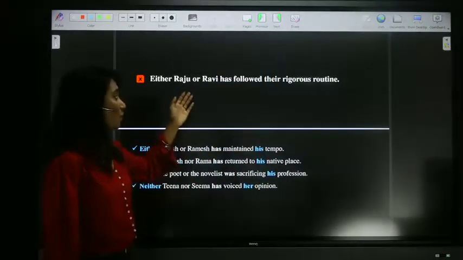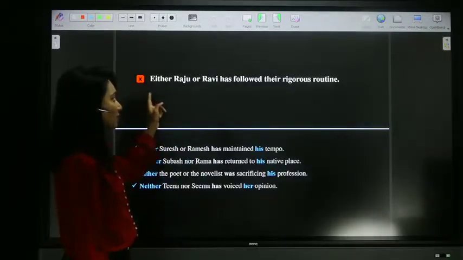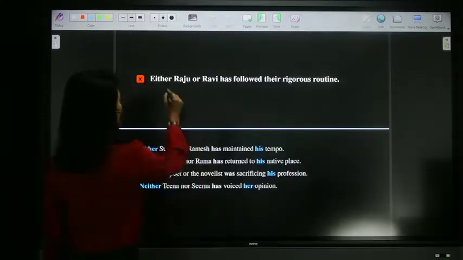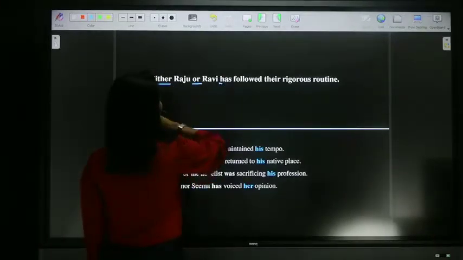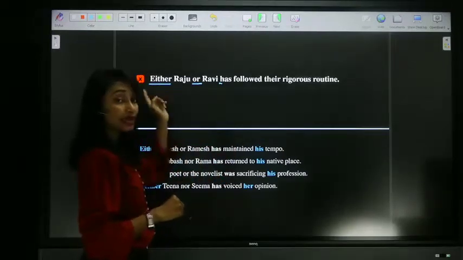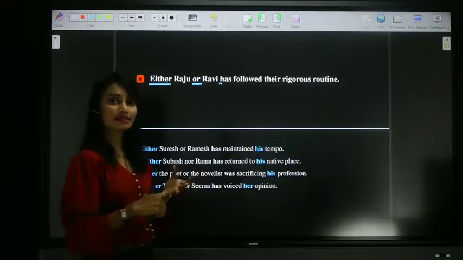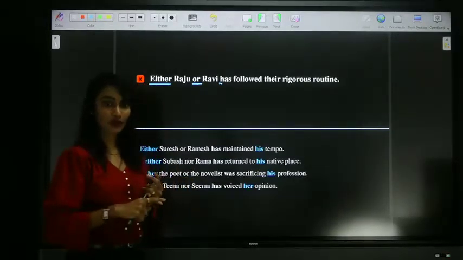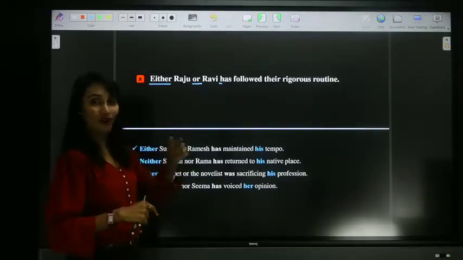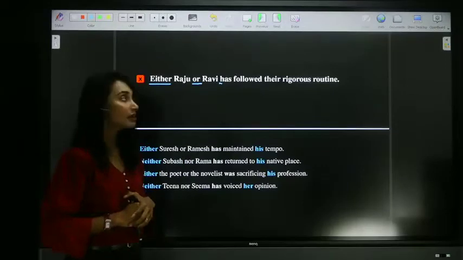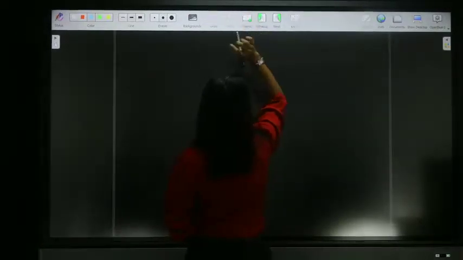Either Raju or Ravi has followed their rigorous routine. So here you can see we have either or. No, this is not a pronoun. Either, neither, those are pronouns, distributive pronouns or indefinite pronouns. But here we have a pair, either or. So what is this? Let me give you a brief information about this.